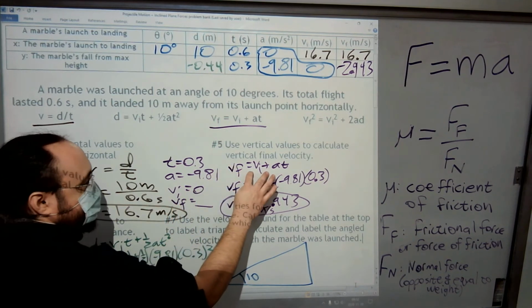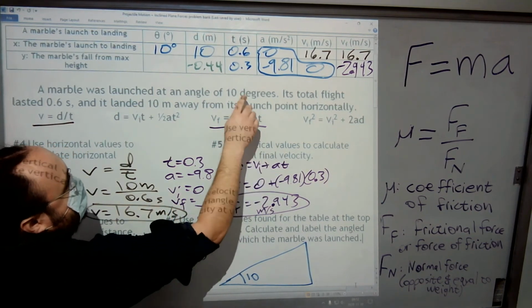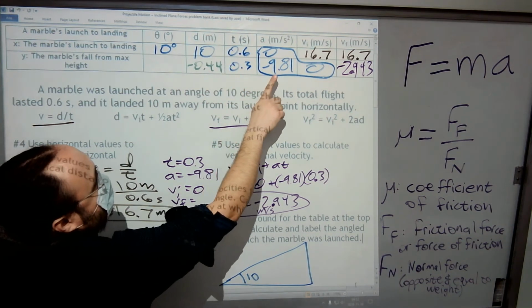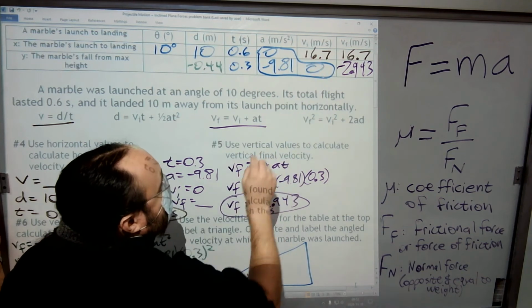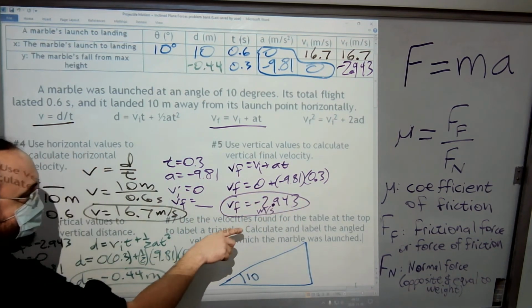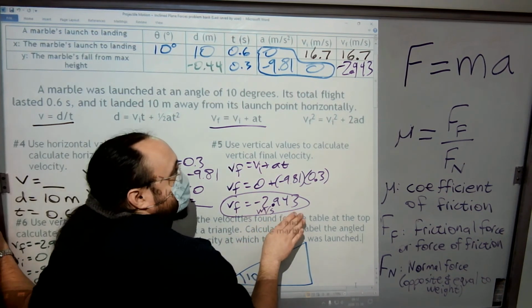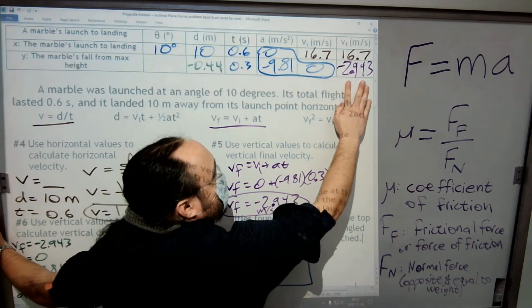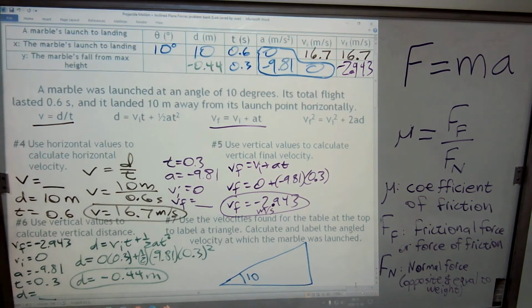All right, so it tells you what formula to use in y'all's assignment, and it says use vertical values. So I'm plugging in 0.3 and negative 9.81 for A and 0 for VI. And when I do that, I get negative 2.943. This is one that says don't round, so be careful. I'll put that right there, and I'm good with that. You see how these are color coded?